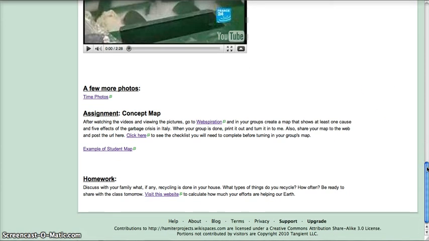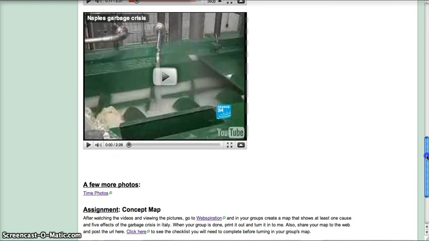Their homework for this night is to go home and discuss with their family. Do they recycle at home? How often? There's a website for them to visit if they have website access at home. It's kind of a neat website that lets you put in how much your family recycles and then what the effect of that is. How many trees has your family saved? That kind of thing.